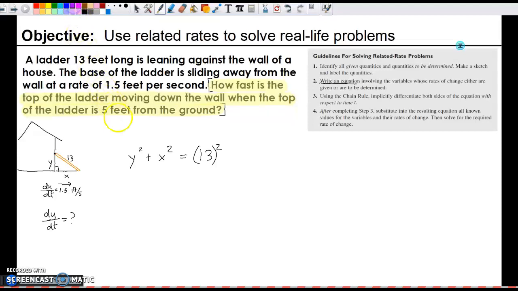Now what I need to do is step 3. Using the chain rule, I'll implicitly differentiate everything. So if I take the derivative with respect to t, I get 2y dy/dt, plus 2x dx/dt, and that should be equal to 169.